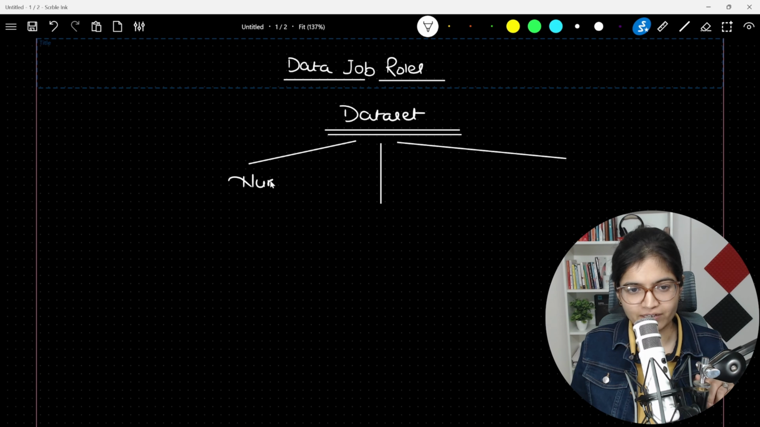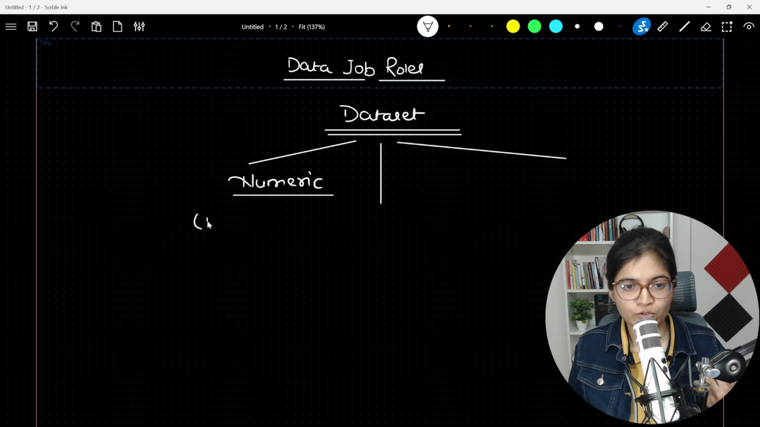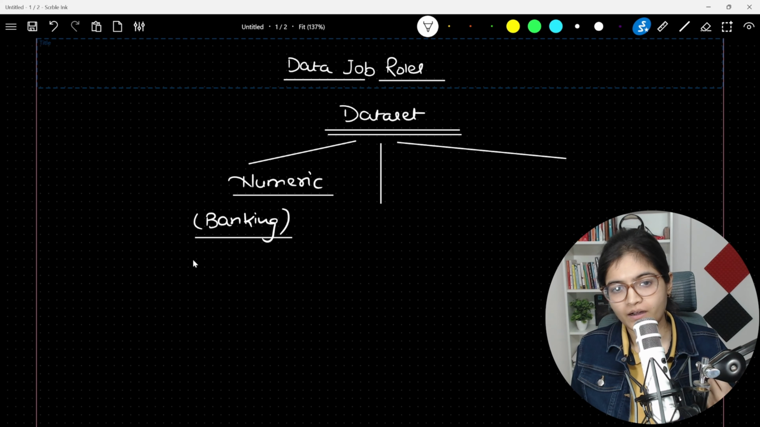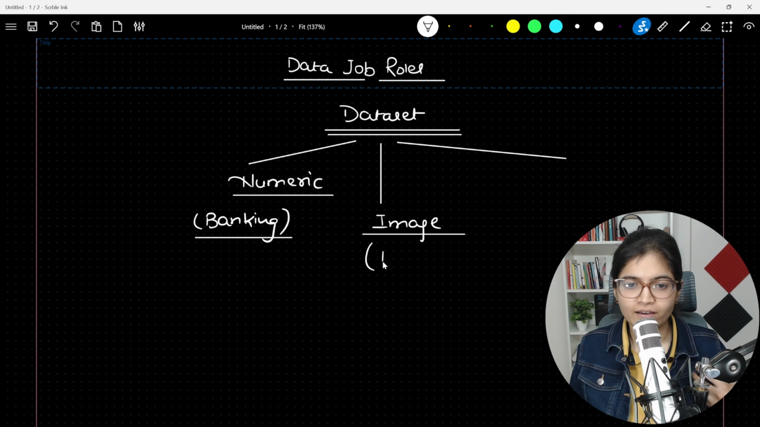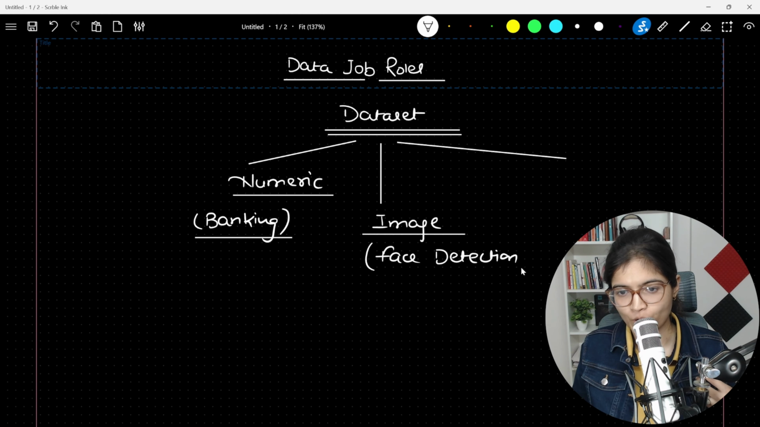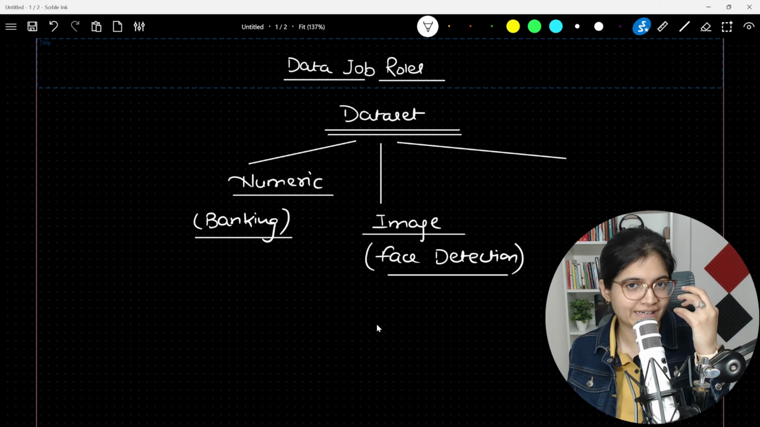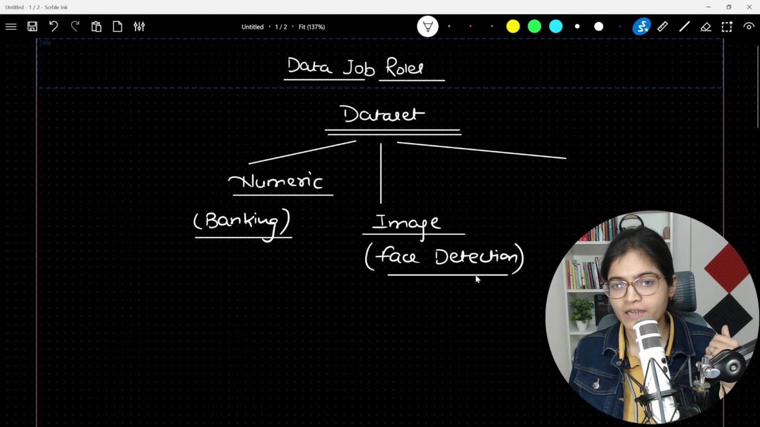One is what I'm calling numeric data, where we are dealing with numbers. For example, the data which you usually see in the banking domain, right? After that, we have image specific data. For example, the data which you will see in face detection problems. I hope you have solved these kinds of problems as well. Or you must have seen that in smartphones, by detecting the face, the phone will get opened up. It's a kind of password for our phone.